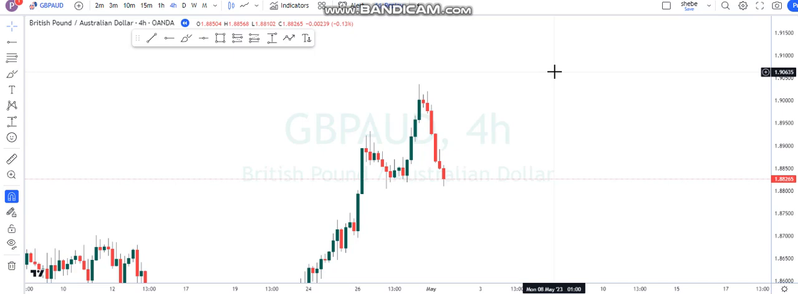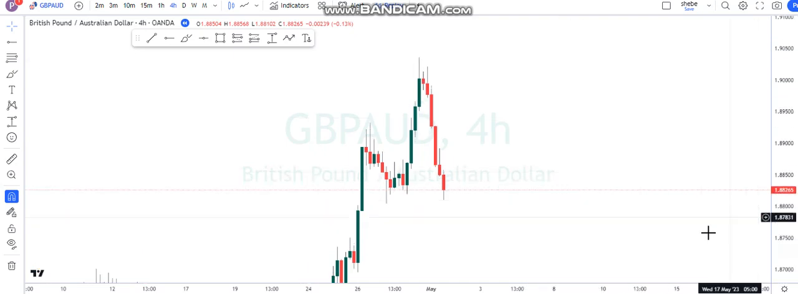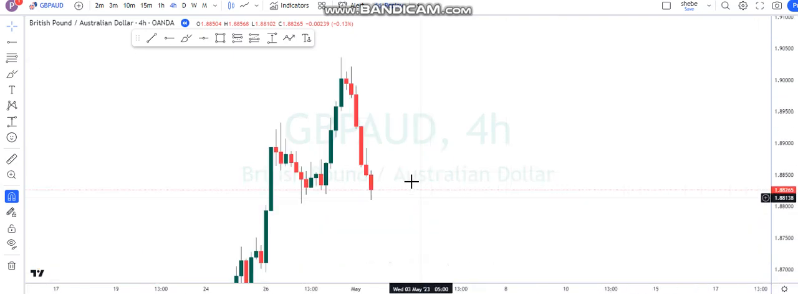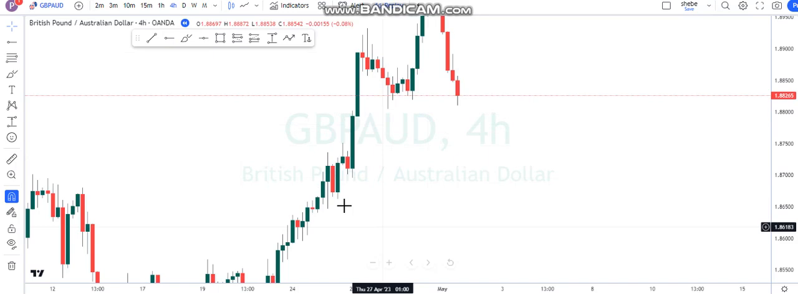Now let's take a look at this GBP pound against the Australian dollar. We saw an opportunity of taking a buy trade due to this 4-hour breakout structure. The price was doing a series of low, high, low, high, low, and highs.